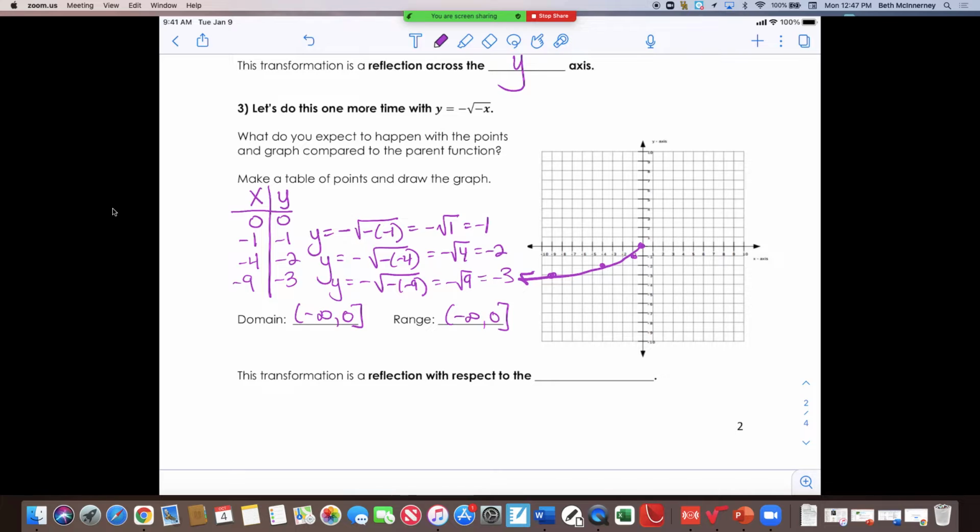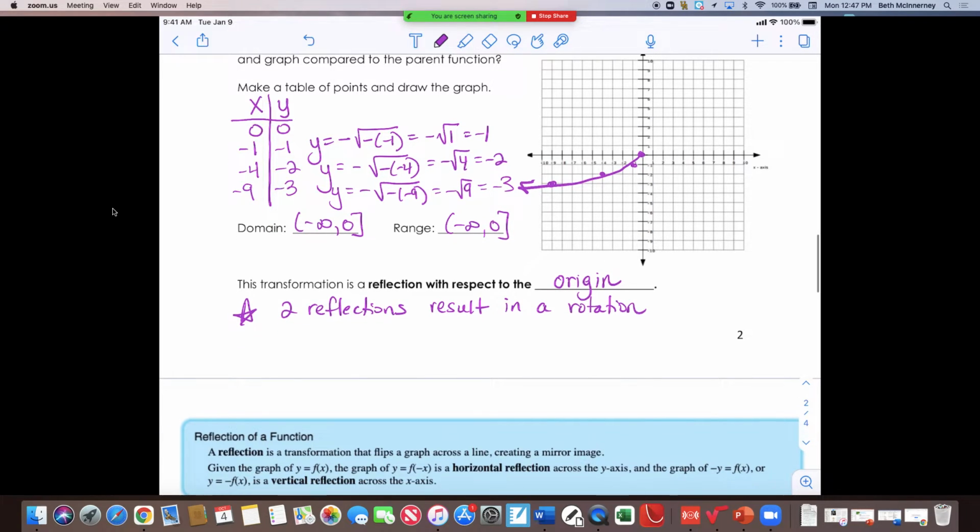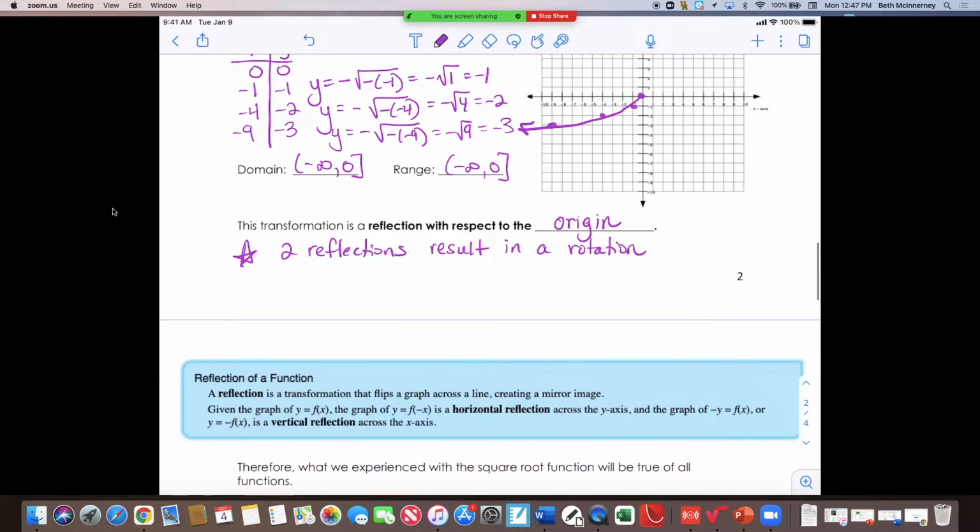Now, when you do both, this is actually called a reflection with respect to the origin. Hopefully you remember a little bit of this from geometry. Two reflections result in a rotation. All right, so that was just experimenting. So now we're going to write it formally.